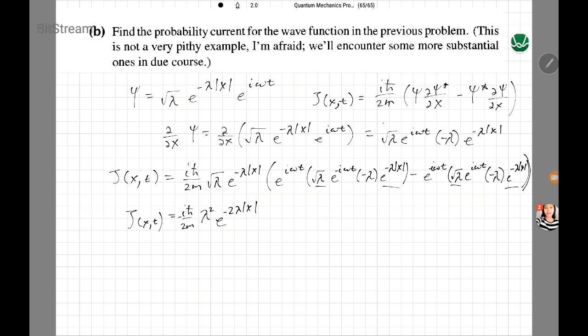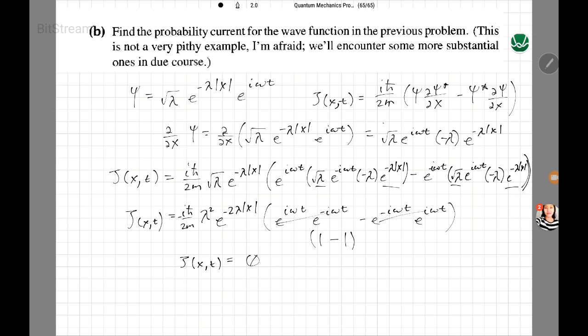Now we have our e to the i omega and our e to the i omega. So we have our complex conjugate, so we get e to the negative i omega t, and then we get e to the i omega t. So this is just 1 and 1. And as he said, not a very pithy example. So we don't have a time dependence of that guy. As we can see, our probability density current is constant.